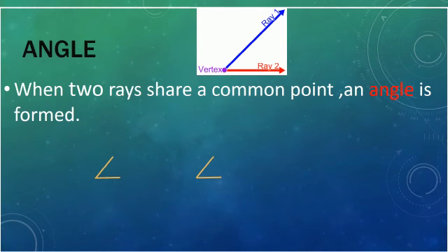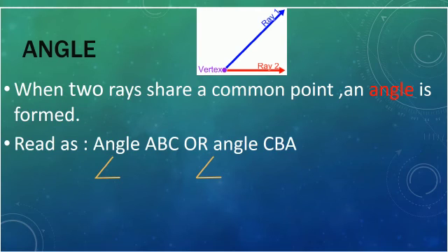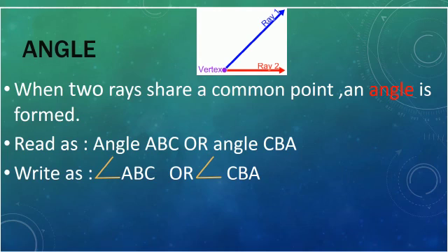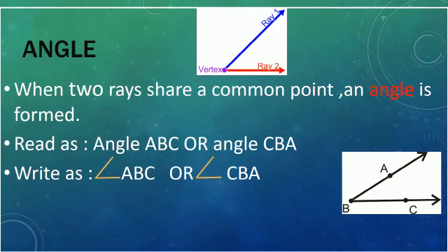You can see here the vertex, where one single point is there, and from that point two rays are coming out. When two rays share a common point, an angle is formed. Read as angle ABC or angle CBA, and write as angle ABC or angle CBA. Look at the picture here: angle ABC. Always write angle ABC with B, the vertex, compulsorily in the middle. Angle ABC, or you can write angle CBA.